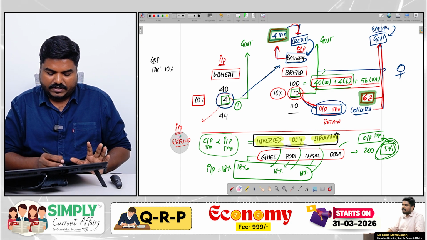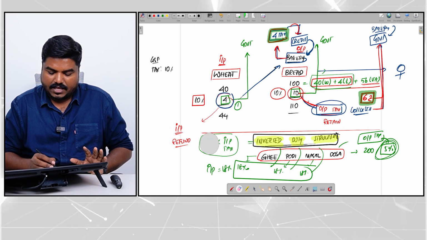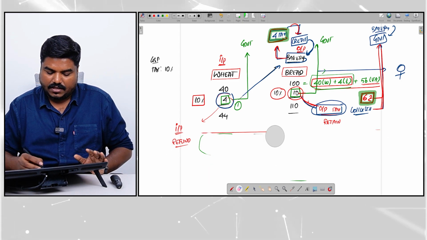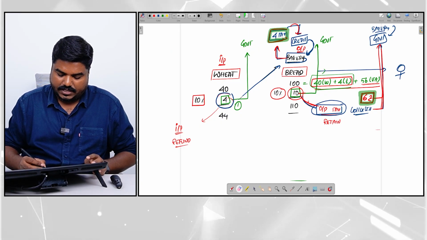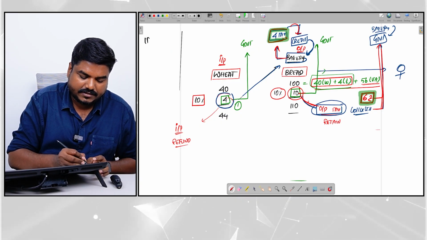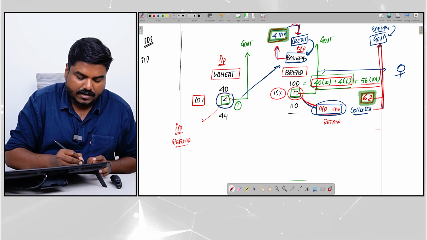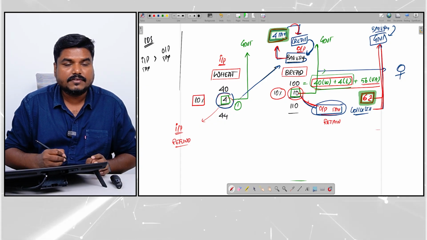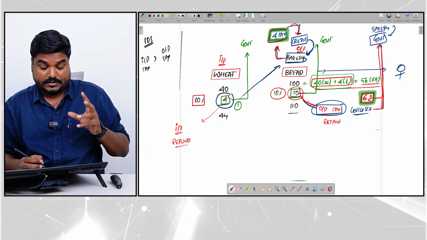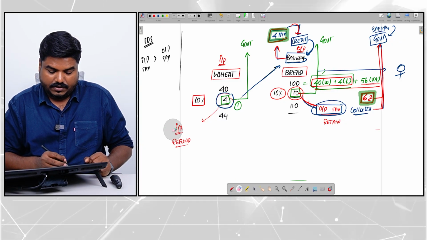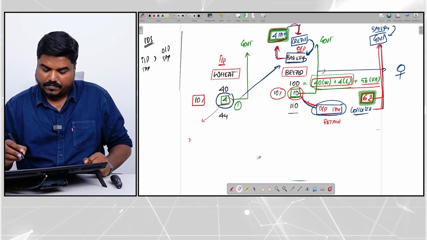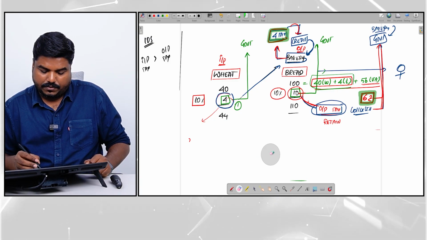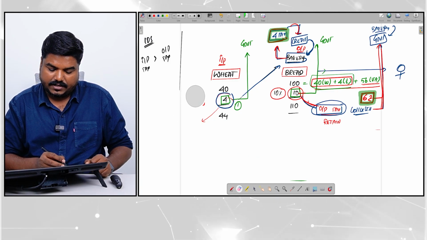Okay, now just for time being, I am erasing this. So we know what is inverted duty structure, IDS: input tax is more than the output tax. Input tax is more than the output tax. That much we know. Okay, fine. So now we will try to change things slightly.